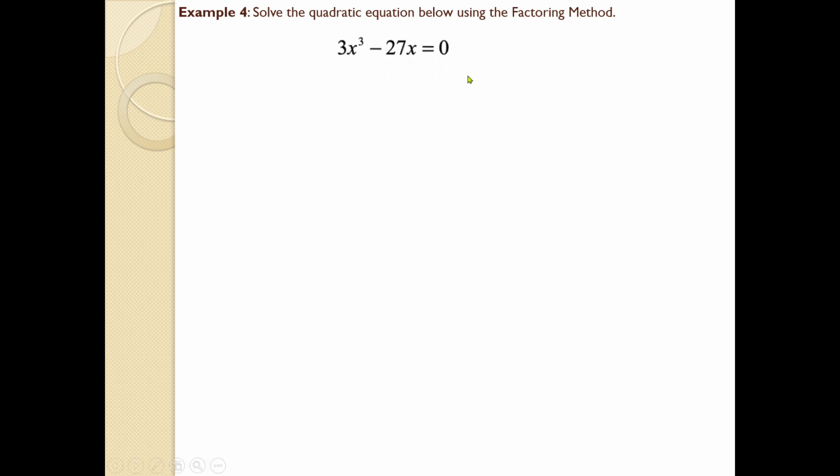Let us go through some of the cases. Solve the quadratic equation below using the factoring method. Question: 3x raised to 3 minus 27x equal to 0. So here one of the variables is raised to 3, so you need to bring down this power to a monomial value, that is like x instead of x raised to 3. So how can we bring down this value?